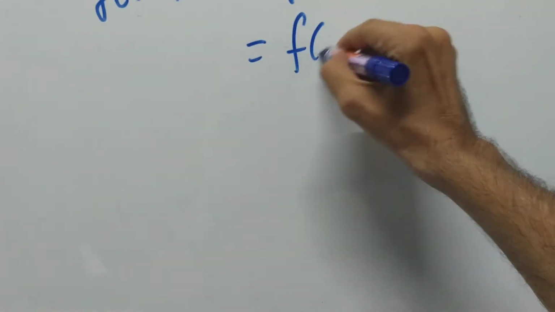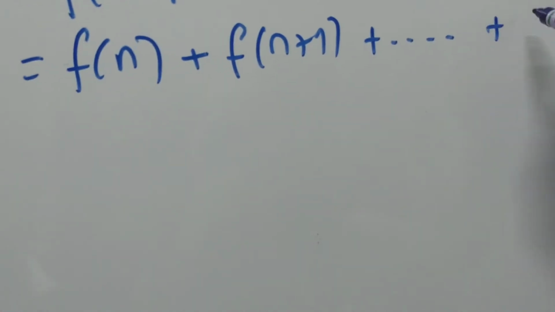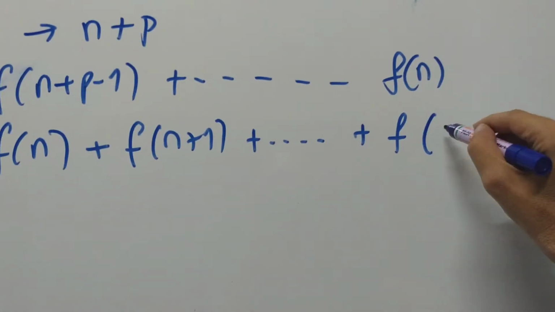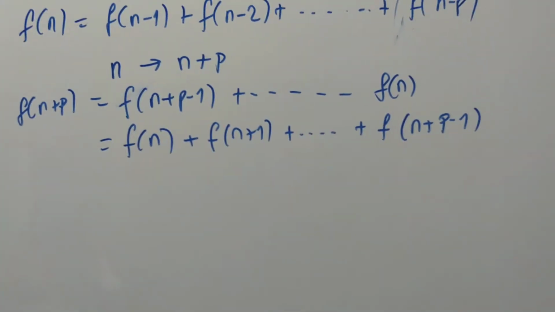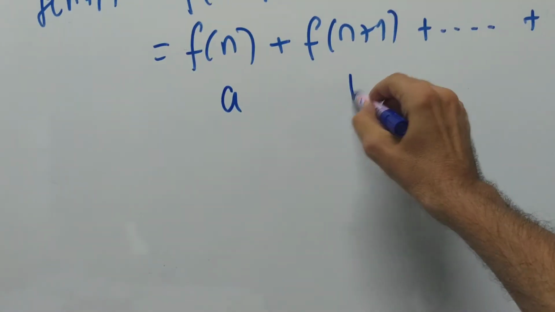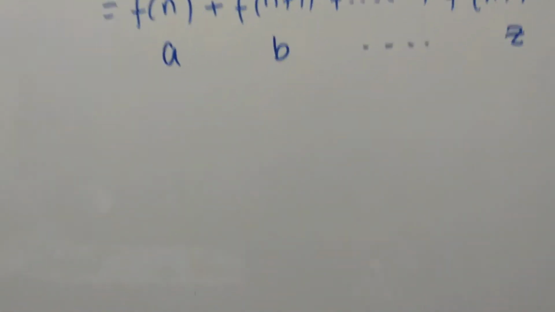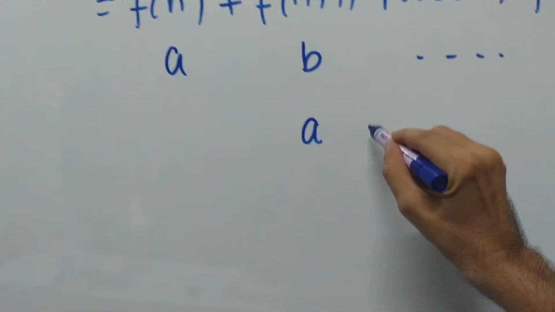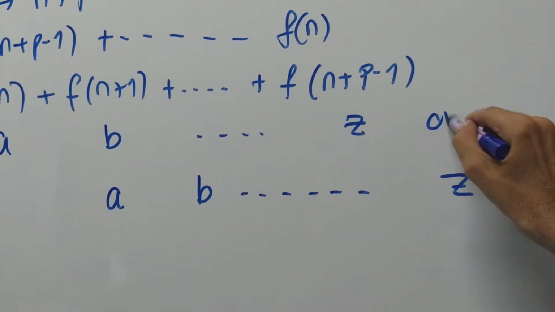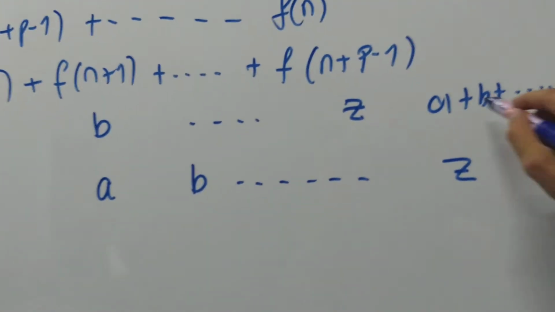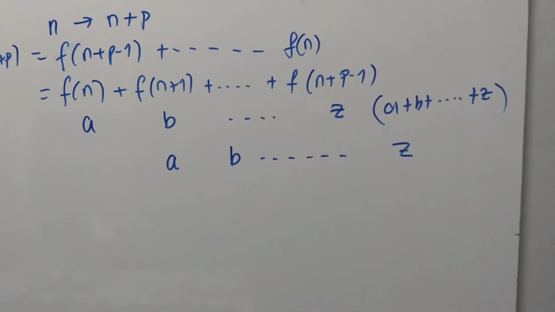Okay, and let me rewrite this, f of n plus f of n plus 1 plus all the way up to f of n plus p minus 1, and then the next one is this. These are our state variables. This is our design equation. I can call this A, B, all the way to, let's say, Z. Okay, and in the next iteration, I can put this like this, and Z goes here. And what is Z? Z is going to be the sum, A plus B plus all the way to Z, as we did before. It's the same pattern, but now we have an unlimited number of state variables.